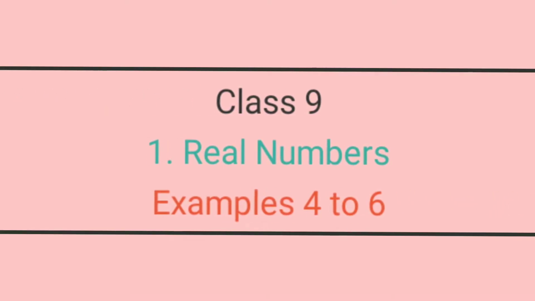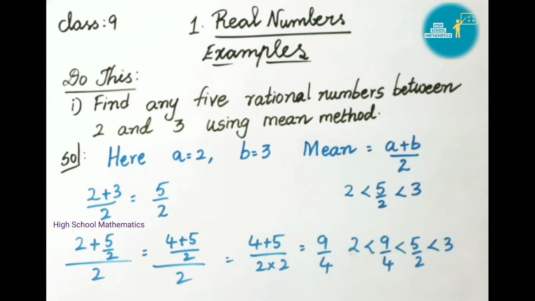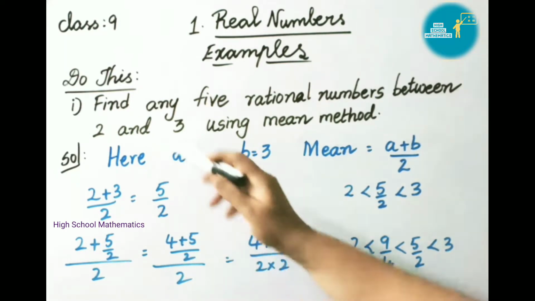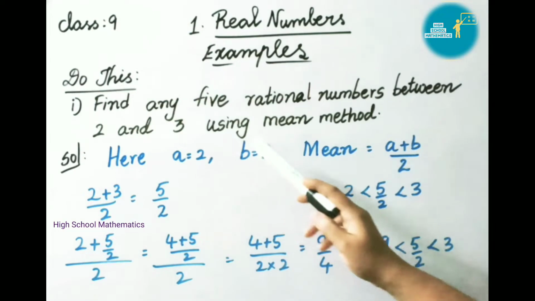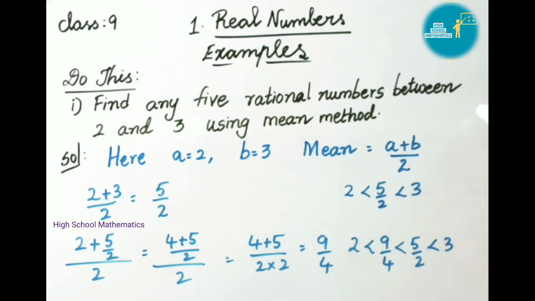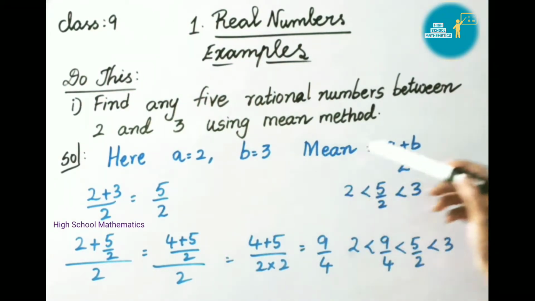Today we are going to learn Class 9, Chapter 1 Real Numbers Example Sums. In our previous video we have seen 1 to 3 examples. After example 3 we had do these sums. So today we shall see that sum. See now, do this first sum. Find any 5 rational numbers between 2 and 3 using mean method. Let us see the solution.